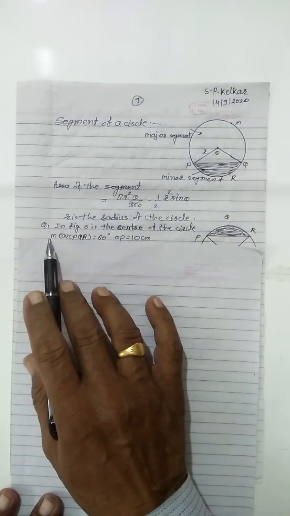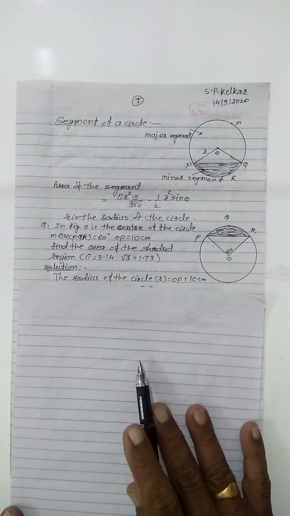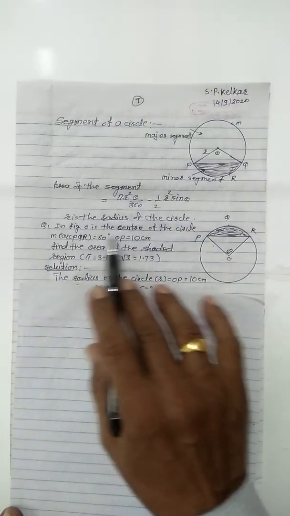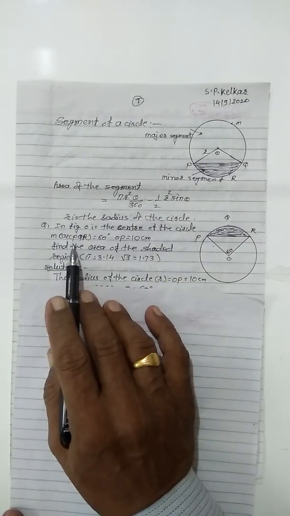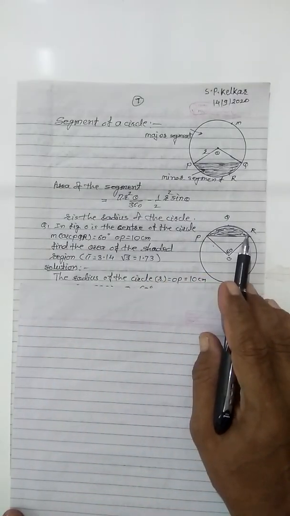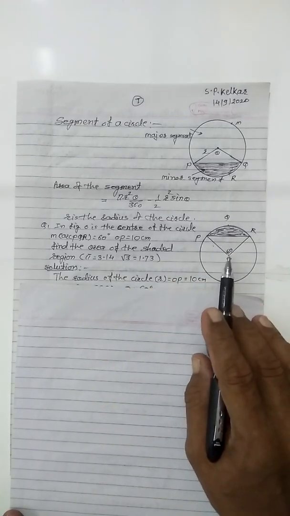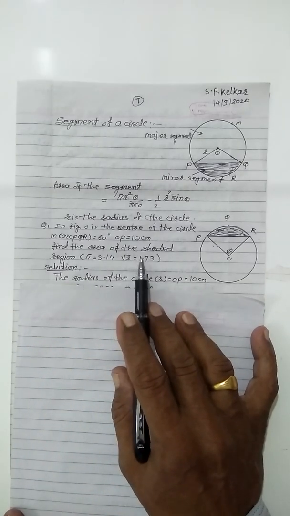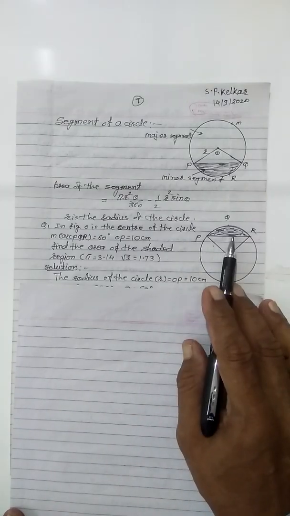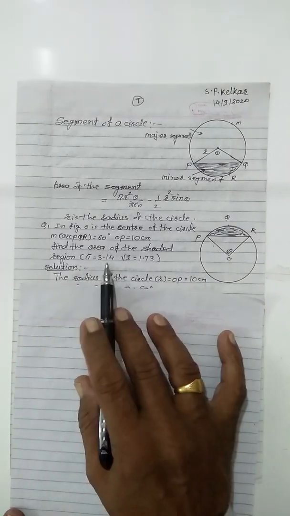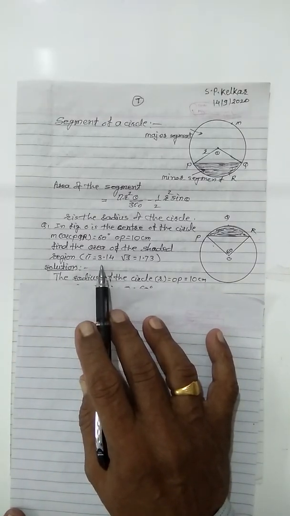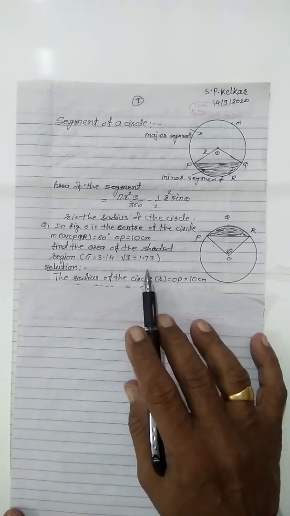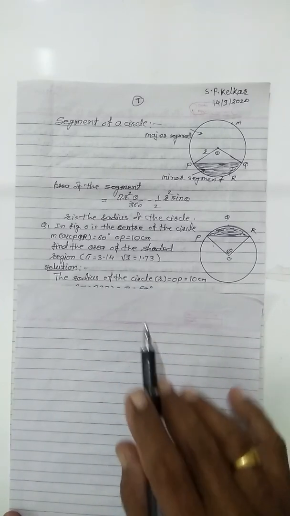Now we take one example. In figure, O is the center of the circle. Measure of arc PQR equal to 60 degrees. So the measure of central angle is also 60 degree. OP is 10 centimeter, that is the radius. Find the area of the shaded portion. That shaded portion is nothing but the segment of the circle. Now in this example, pi equal to 3.14 and under root 3 equal to 1.73.